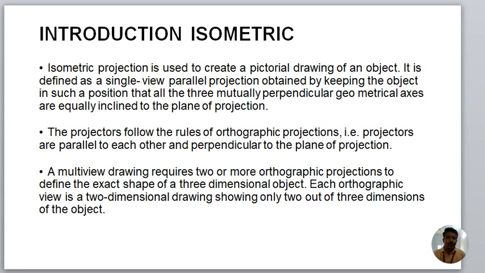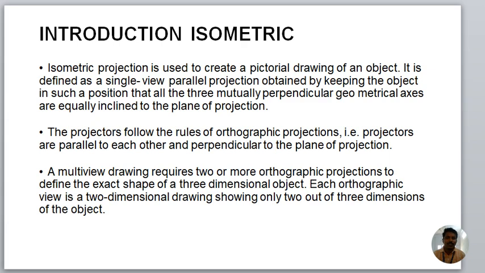Let us know more about isometric projections. It is used to create the pictorial drawing of an object. It is defined as a single view parallel projection obtained by keeping the object. So here, projection or projectors is nothing but the eyesight, or the eye rays, to see the object.